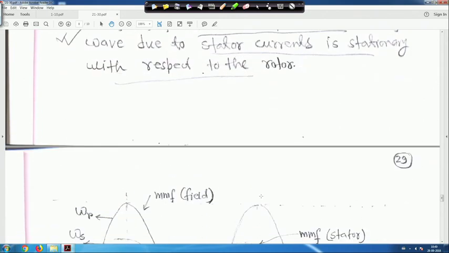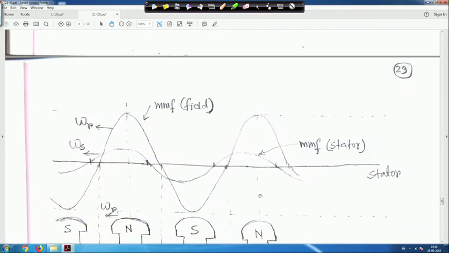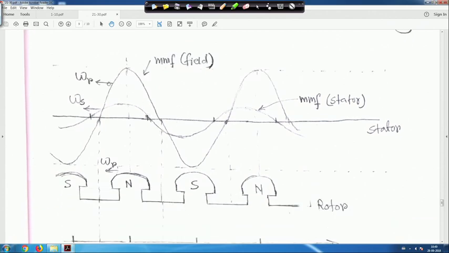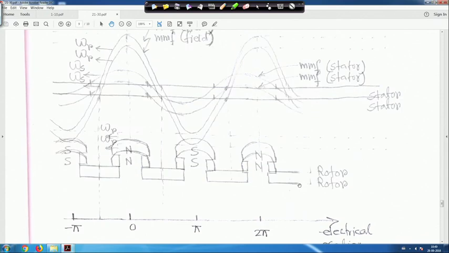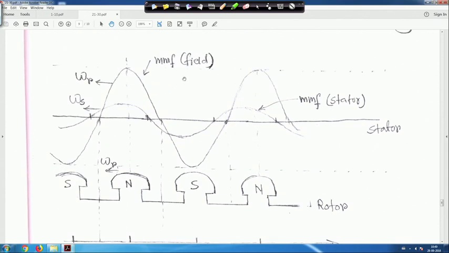Now if we plot the stator MMF and the field MMF, this is your MMF for stator, and this is the MMF for field. This is omega r and this is omega s. In this kind of view, this is the S and N pole, and this is omega r, the rotor speed. This axis goes from 0 to pi to 2 pi in electrical radian. This is the rotor, this is the stator field, the stator MMF, and this is the field MMF.